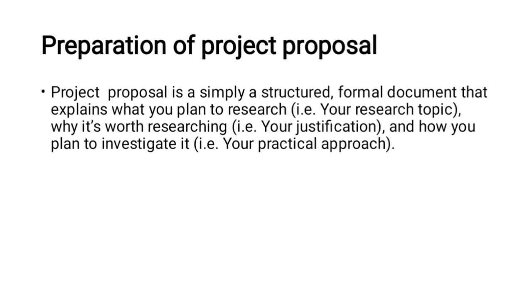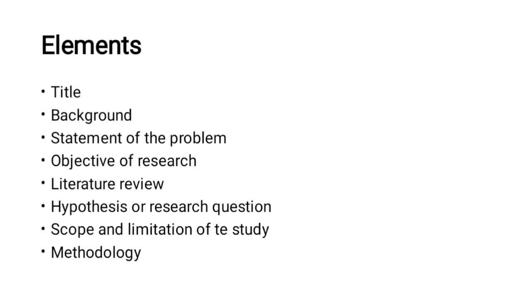A project proposal is a simply structured formal document that explains what you plan to research, that is your research topic, and why it's worth researching, that is your justification, and how you plan to investigate it, that is your practical approach. Elements of project proposal: title, background, statement of the problem, objective of research, literature review, hypothesis or research question, scope and limitation of the study, and methodology.